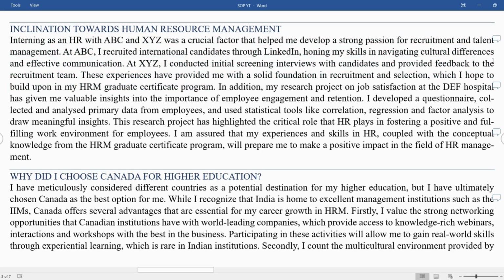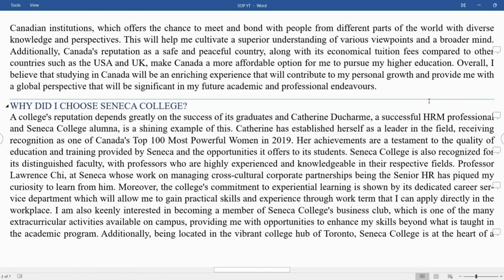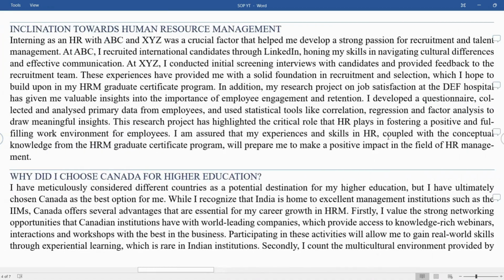So I wrote the internships I did and the research project I did, which helped me to choose human resource, which is why I want to go forward and make a career out of it. So that's why it's important to do internships during your bachelor's.